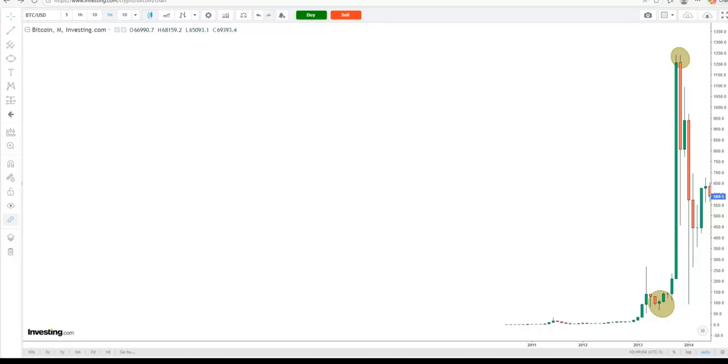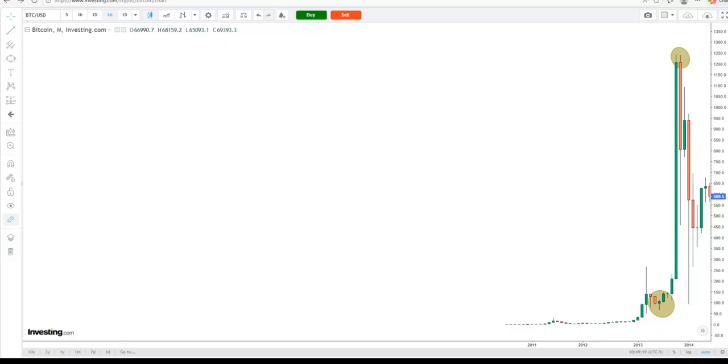I'm going to just use the major aspects of 0 degrees, the conjunction, the sextile, 60 degrees, the square, 90 degrees, the trine, 120 degrees, and the opposition of 180 degrees. So I'm going to start in 2013 and look forward to show what these aspects have done.